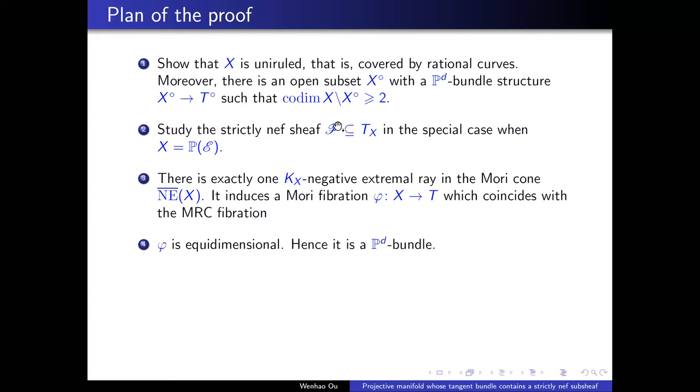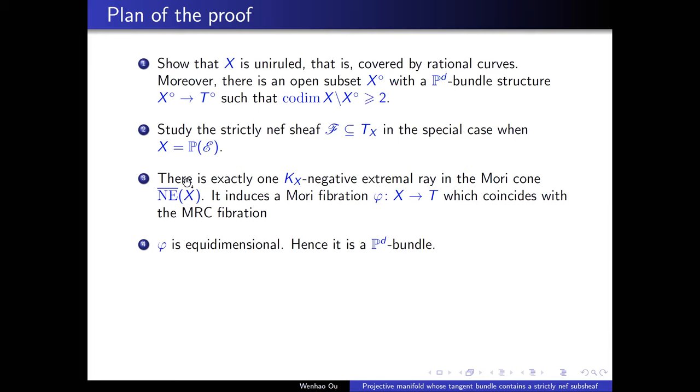But the abstract positivity of F can only provide such conditions. So to go further, we need to study in more detail this strictly nef subsheaf. We study in particular the special case where we assume that X is already a projective bundle over some manifold, and then we assume there is some strictly nef subsheaf inside, and we will see what happens. Indeed, we will obtain much more information when we do this. Now with this information in hand, we can prove the following, which provides us an extension of X0 to T0.